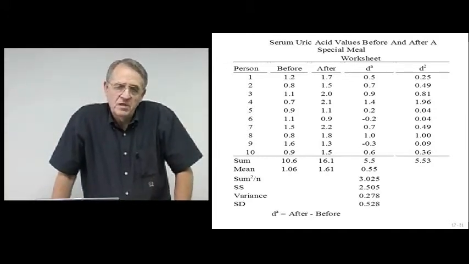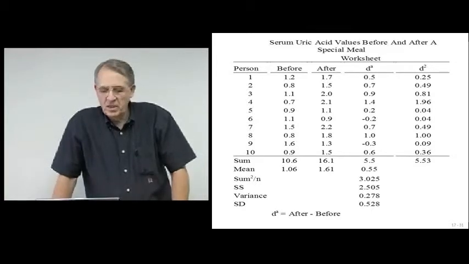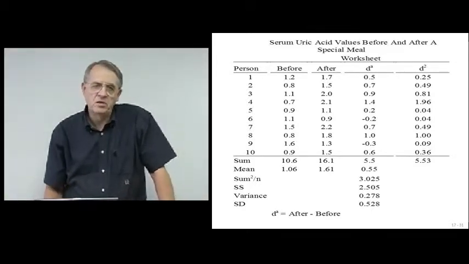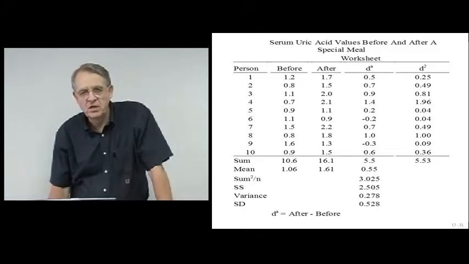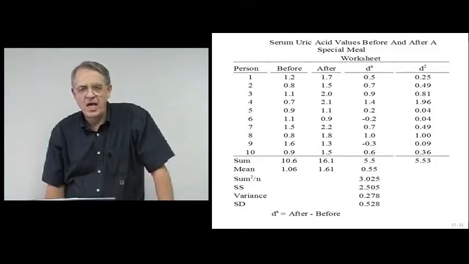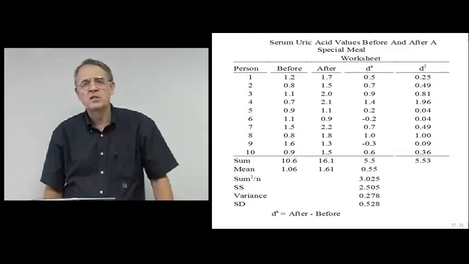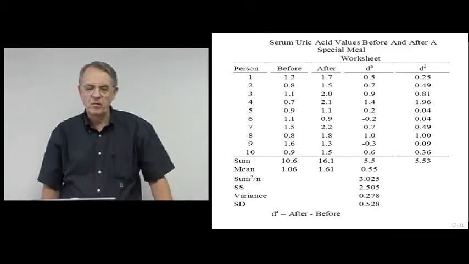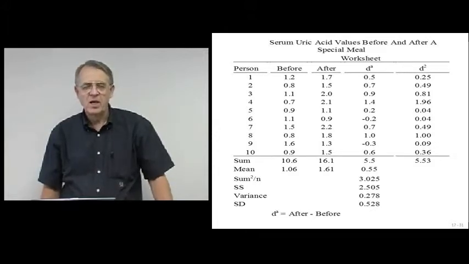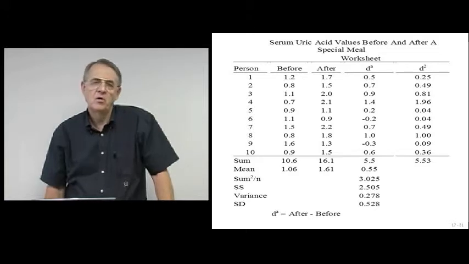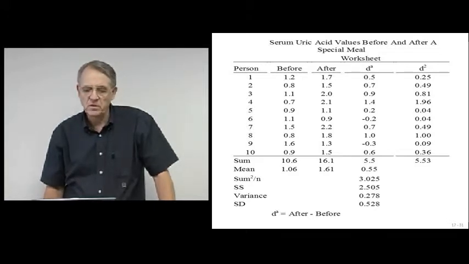Well, we have this difference. What can we do with it? Well, it's really quite simple, and it's very easy to work with. All we need to do is to consider these differences as a sample from a population of differences, and so we have a one-sample problem. If we work with the differences, we can have a one-sample t-test. So all we have to do then is do a one-sample t-test on those differences.